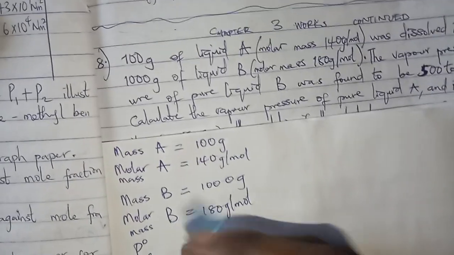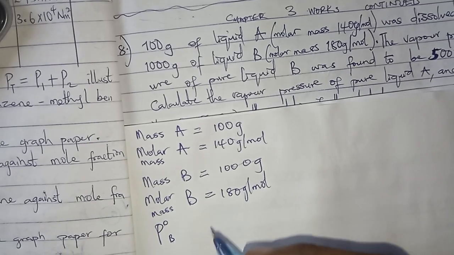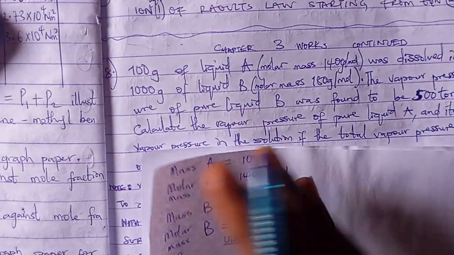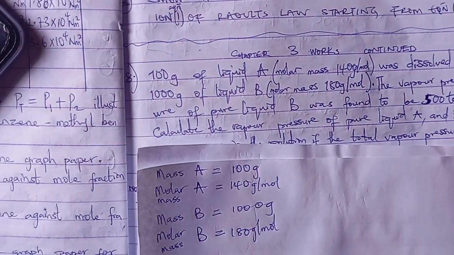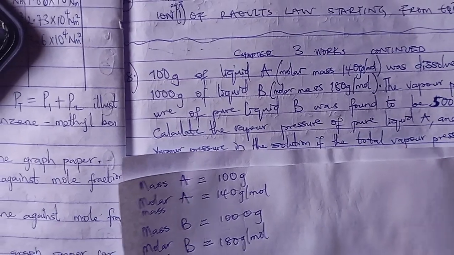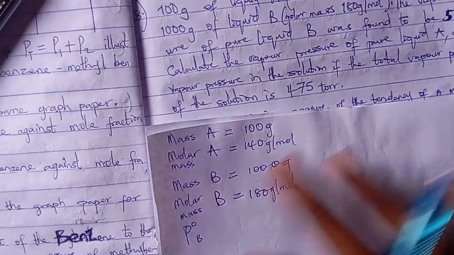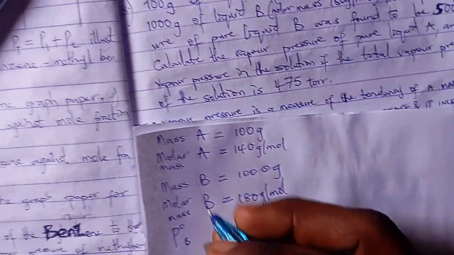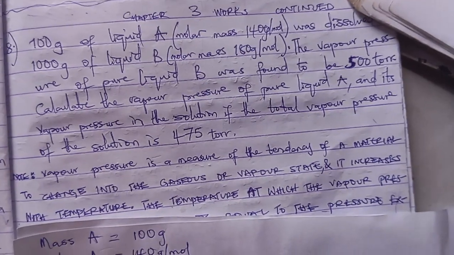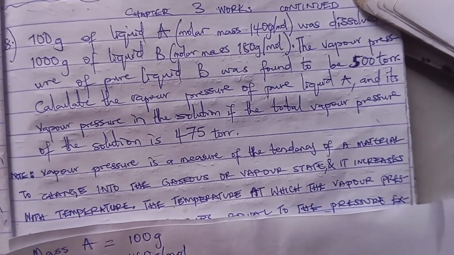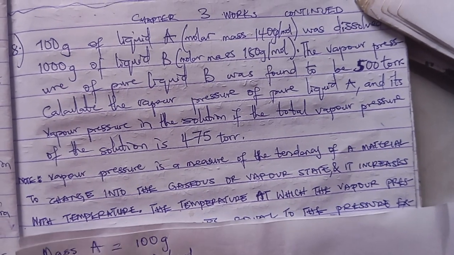If they don't say it's the vapor pressure of pure liquid, they can say the vapor pressure of liquid B at some temperature, I know it's still P naught. So P naught B was found to be 500 torr.